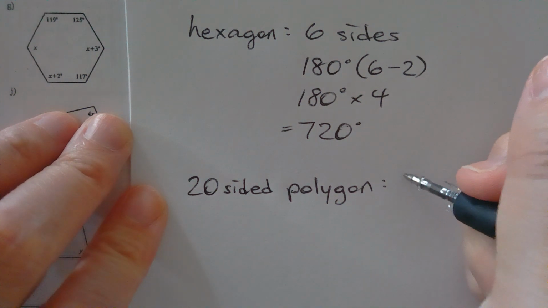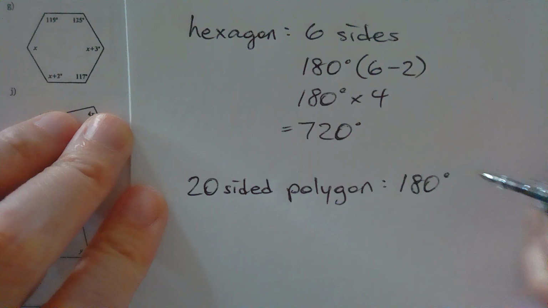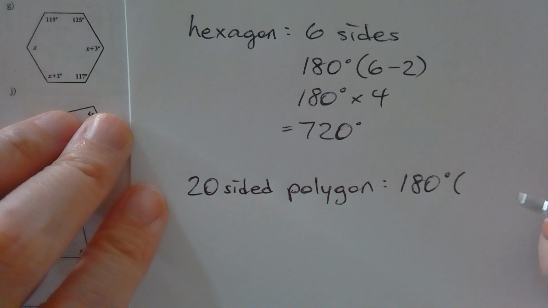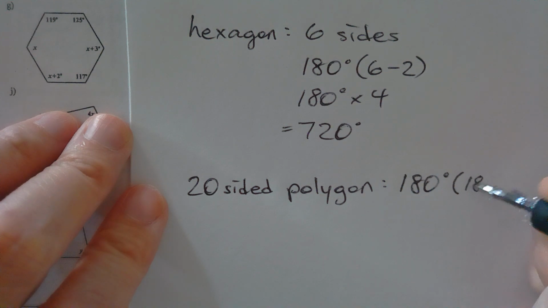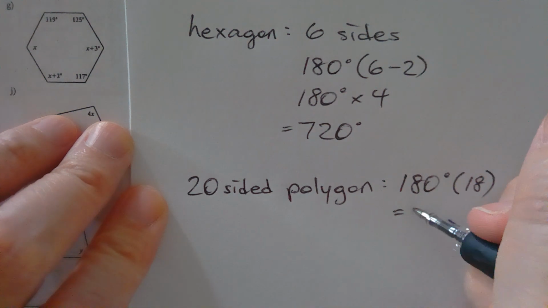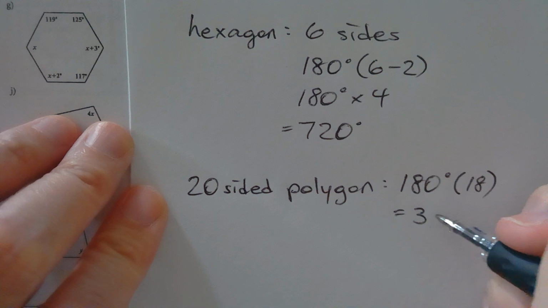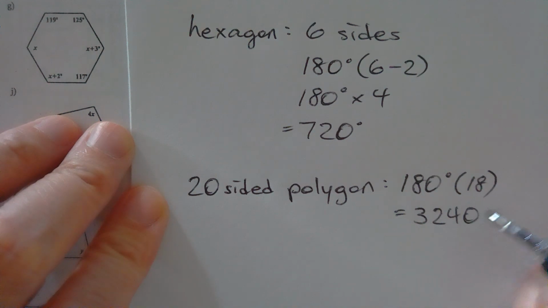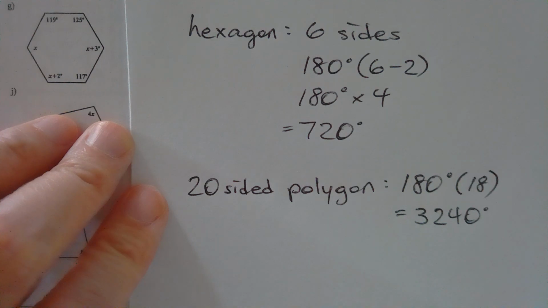Jeffrey, how did you do that? So you did 180 times what? 18, because 20 minus 2, you get 18. So you get, what was it again? 3,240 degrees. Yeah, so that means all those 20 angles add up to 3,240 degrees.